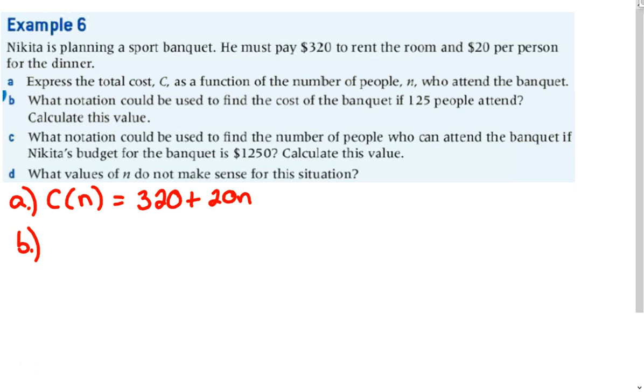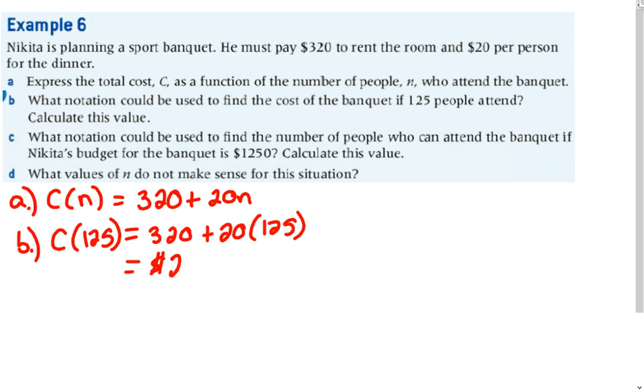So in B, what notation are we going to use for 125? That's C of 125. Calculating that value, plug in 125 for n, so 320 plus 20 times 125. So the cost would be $2,820.